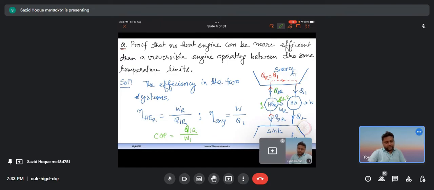So this work will be WR. This is the COP of the heat pump, Q1R by WR. So it's just the opposite of whatever we have taken here, because this is a reversible heat engine we are considering.